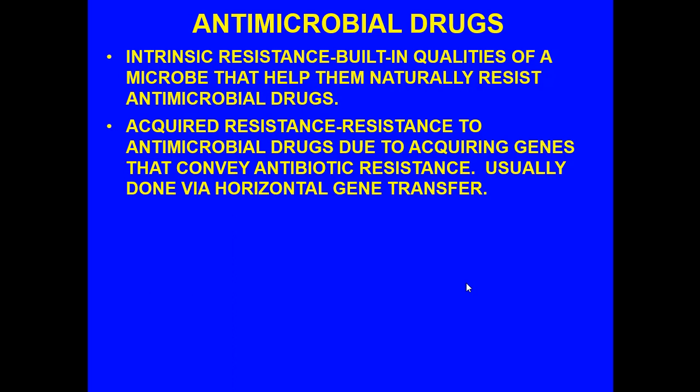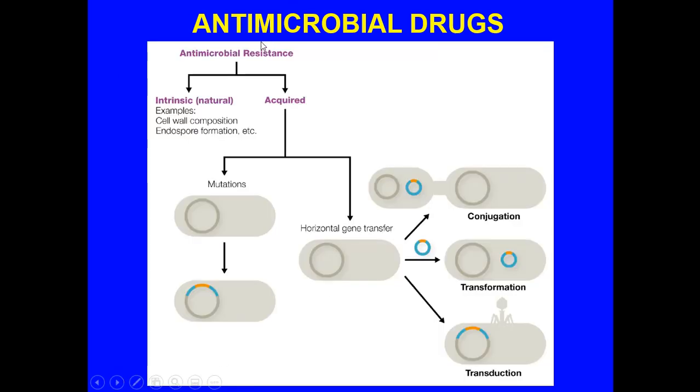Let's talk about intrinsic resistance, built-in qualities of a microbe that help them to naturally resist antimicrobial drugs. Acquired resistance is the only other way, and that's resistance to antimicrobial drugs due to acquiring genes that convey antimicrobial resistance. Usually this is done through horizontal gene transfer. Now, if you forgot about that, intrinsic examples: cell wall composition, endospore formation, things like that. When you have endospores, they're not going to be affected, and the genetic information inside is not going to be affected by antimicrobials. But let's move over to the acquired way.